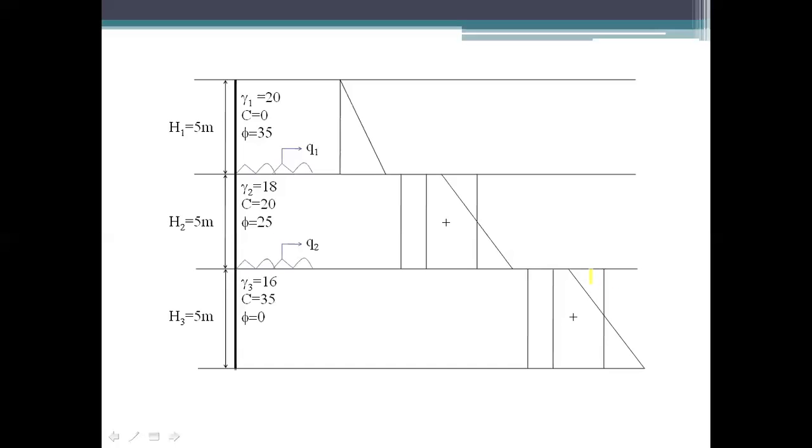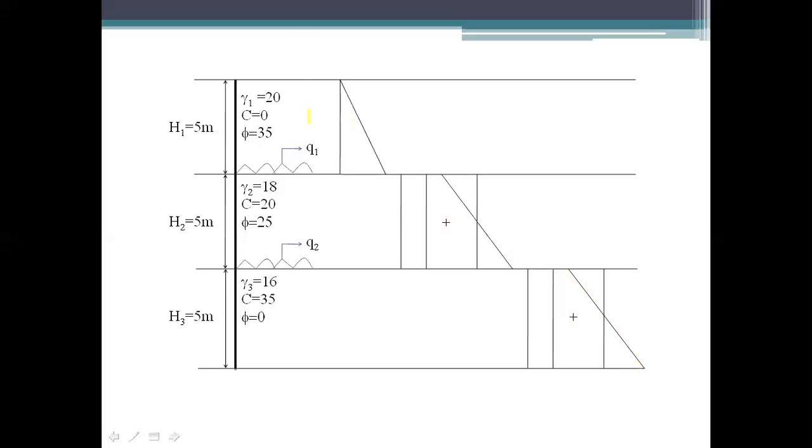So C is present here, and you will have a negative diagram here also. This is your first diagram. Here there is no surcharge loading given in the numerical, so there will be only a right angle triangle.